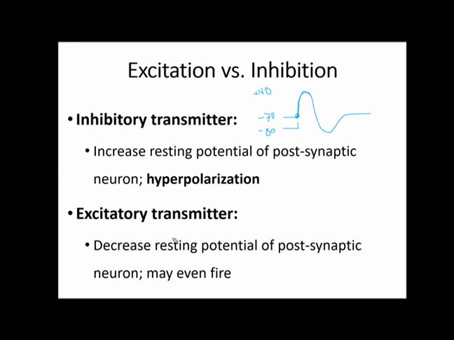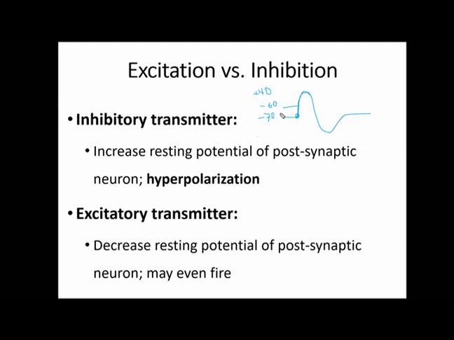On the other hand, we can have an excitatory neurotransmitter. And so these are going to do the opposite. So instead of causing a more negative resting potential, an excitatory transmitter could cause the charge, the resting potential, to rise. So it could become more positive, so closer to zero. So it would become less negative. So maybe it's going to be minus 60 now.